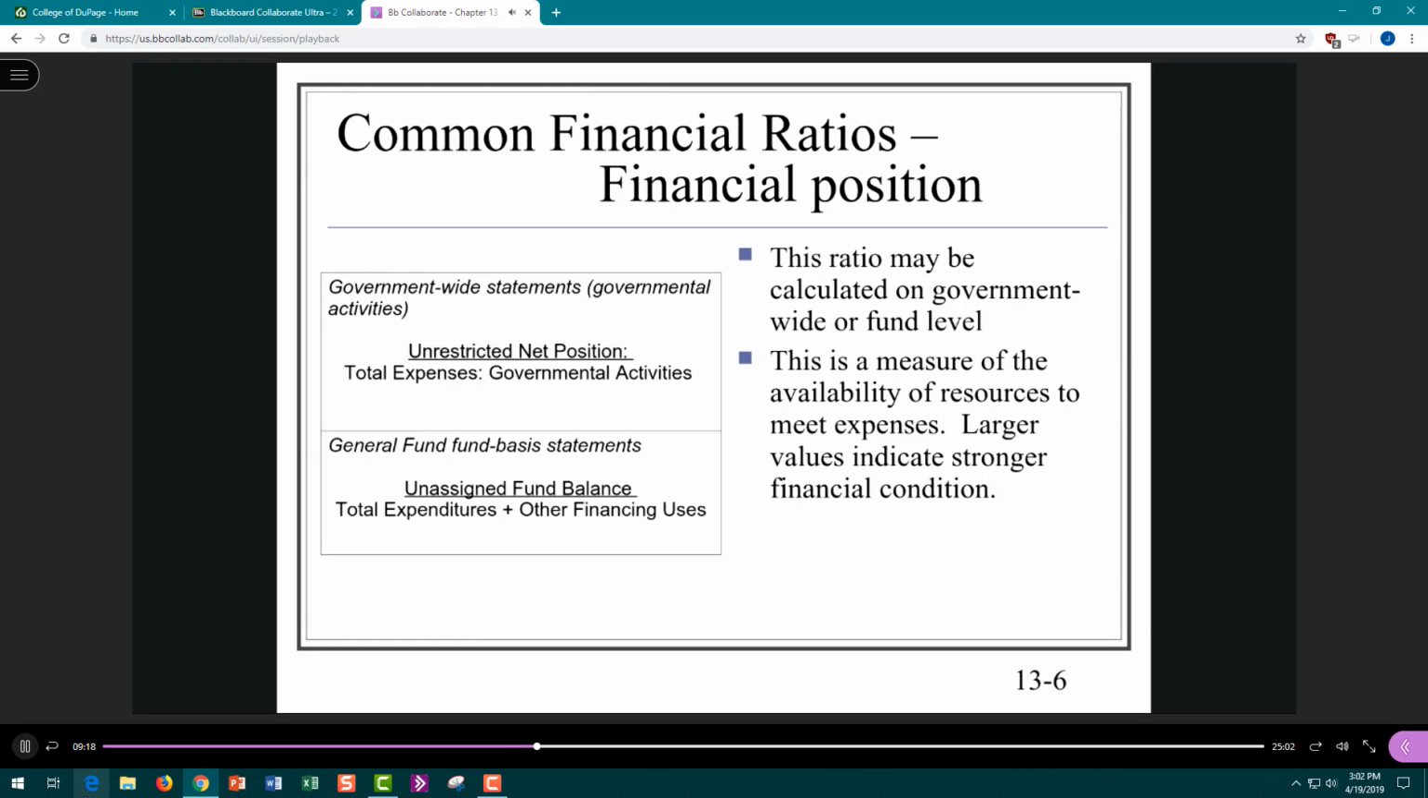Now, there are some general benchmarks that tend to apply in certain types of government for that general fund balance, and you might also be able to find them for the government-wide statements. For example, there is a GFOA policy, a policy of the Government Finance Officers Association, that suggests that entities generally shouldn't have less than 2 months of expenditures in fund balance. That's a bit of a minimum.